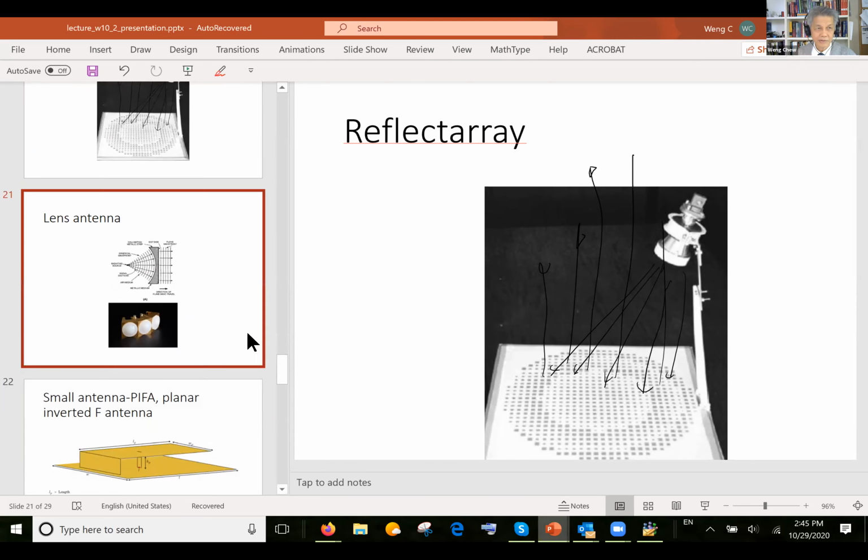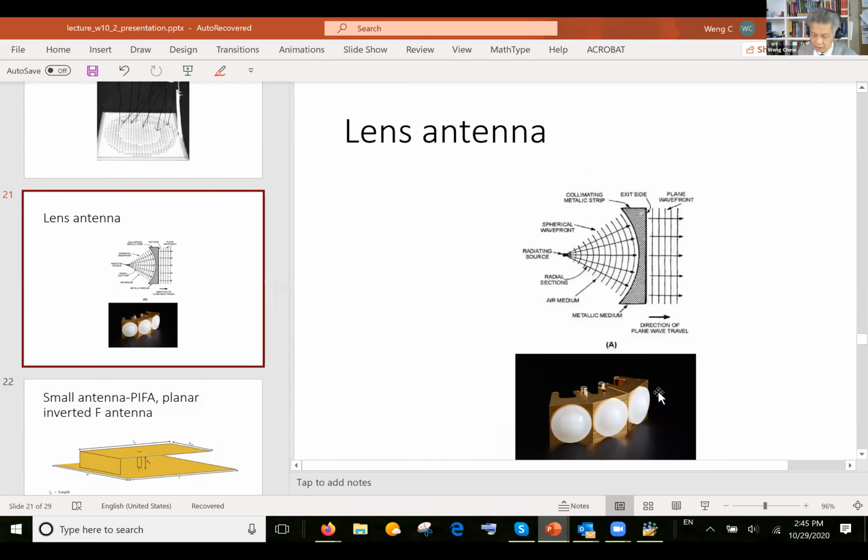You can also make lens antennas, which are quasi-optical. These are also quasi-optical. You can think of this as almost operating like a lens in optics.